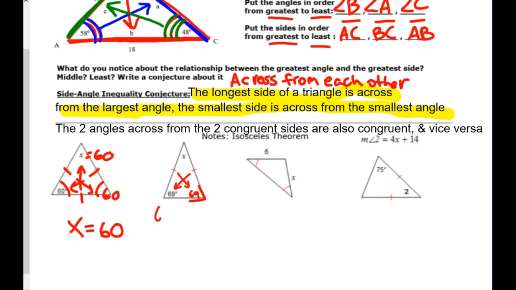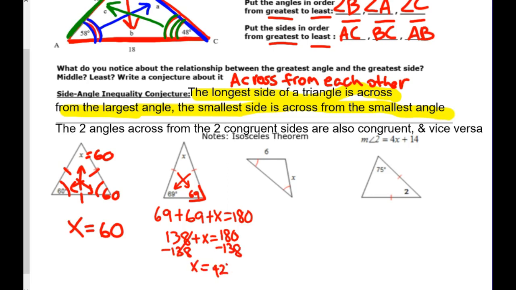So now we can do this triangle sum theorem. 69 plus 69 plus x equals 180. 69 plus 69 is 138. And then we can subtract 138 and get 42 degrees.